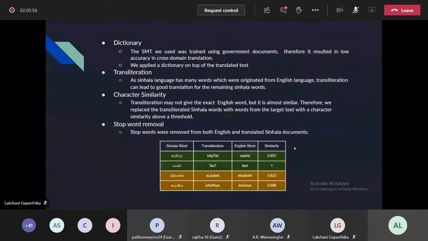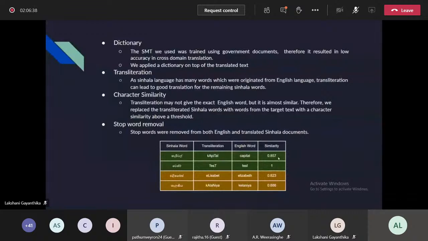Transliteration, and let me take the first example. The Sinhala word for capital was transliterated into English as Kapital, but the actual English word is Capital. But since this gives a higher similarity value compared to other English words, the English word capital is selected using this similarity measurement.